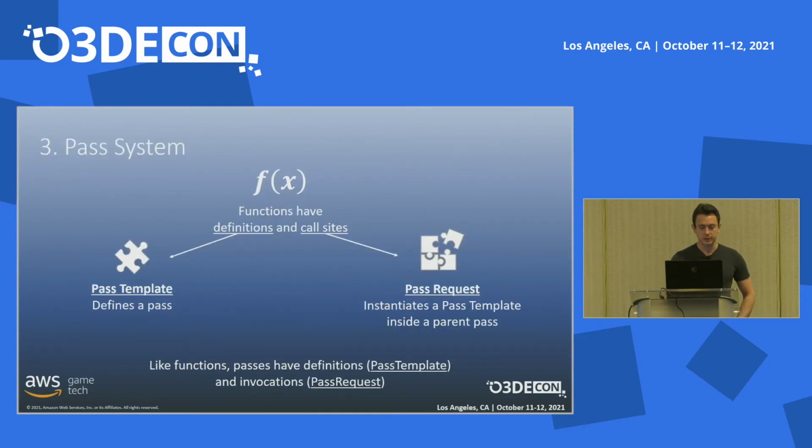Back to this analogy of functions. Just like in code, functions have a definition and call sites. In the pass system, we have what we call a pass template, which defines the pass, and the call site will be a pass request, which is basically a request to instantiate the template at a given spot in the hierarchy.